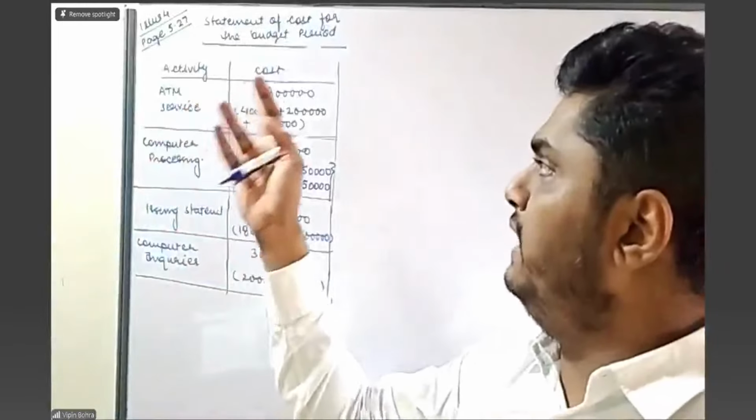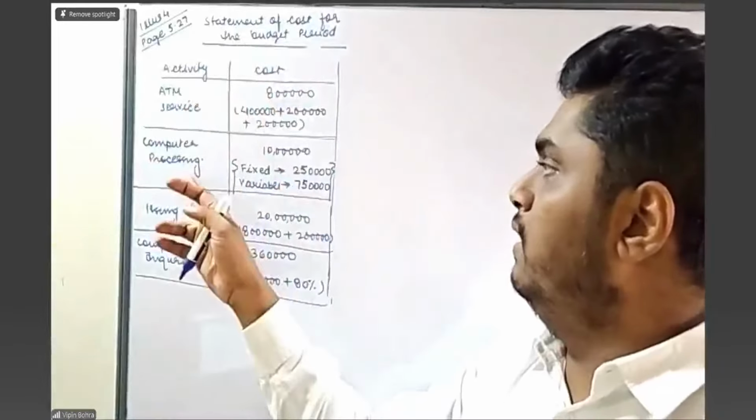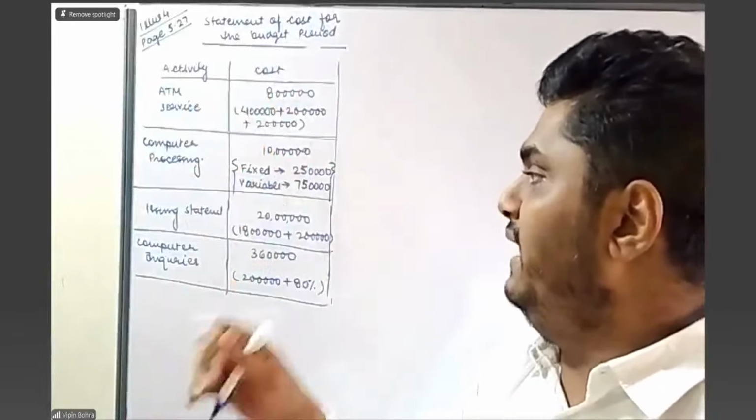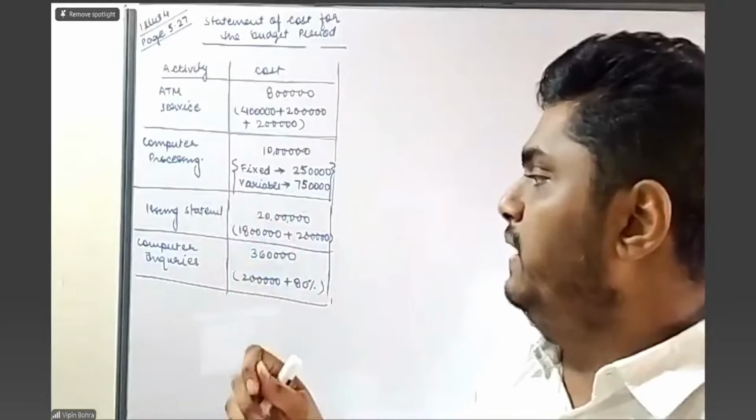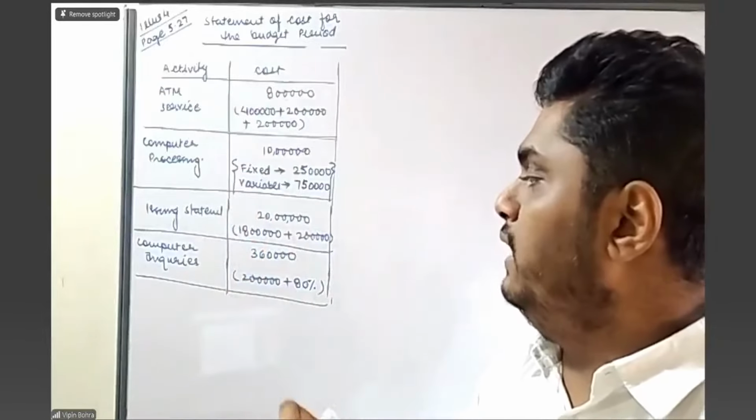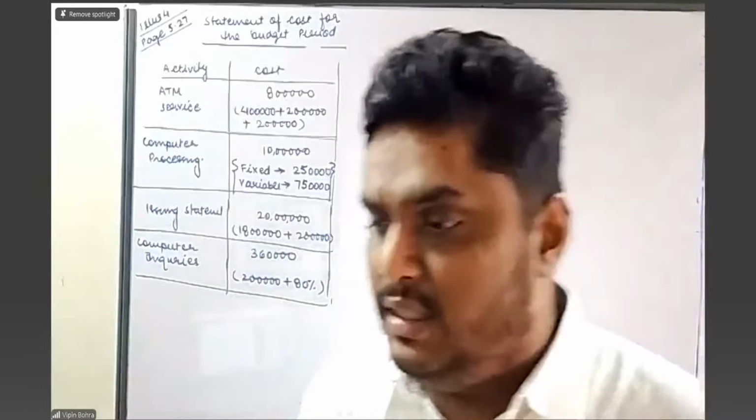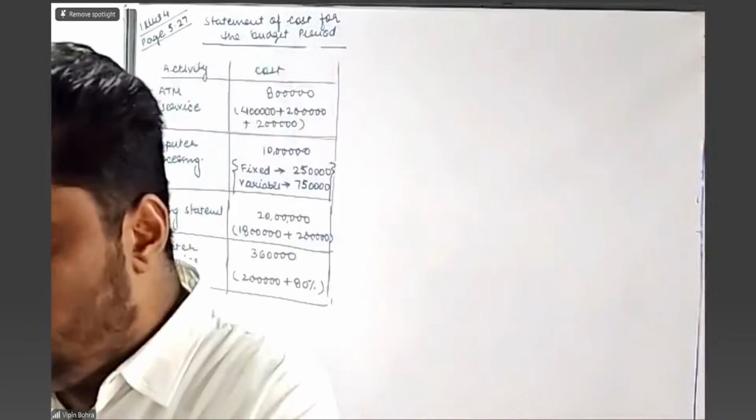When talking about ATM service, it will be 8 lakh. Computer processing cost, it will be 10 lakh. Issuing statement, it will be 20 lakh. And computer inquiry, it will be 3,60,000. Anyone having any doubts or queries, you guys can please post.